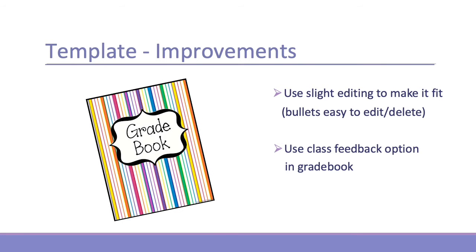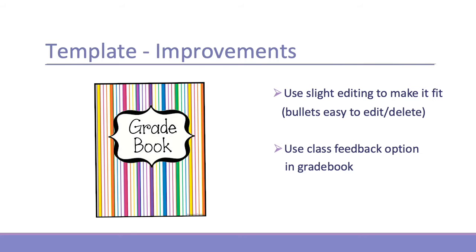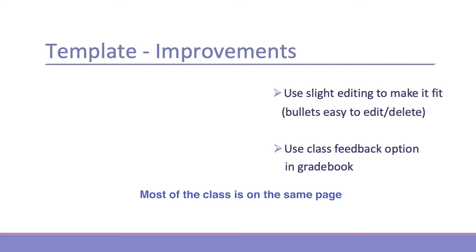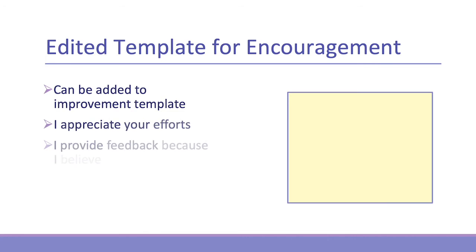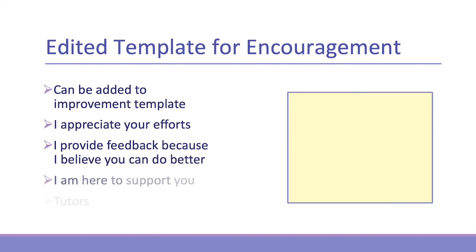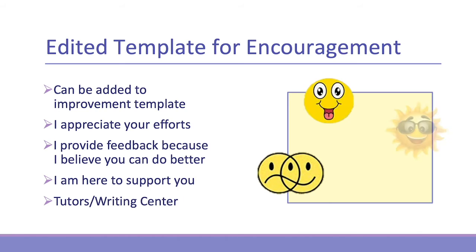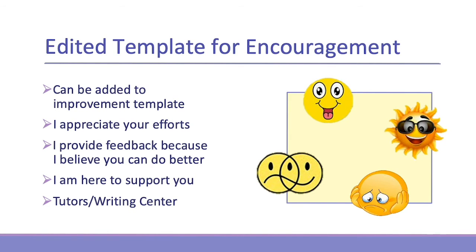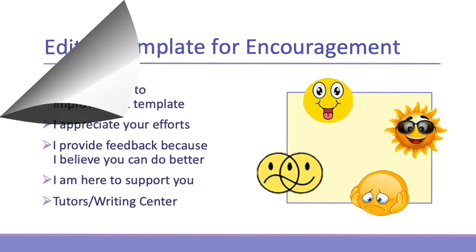And also there is a class feedback option in the gradebook to speed this up even more, especially later in the term when most of the class is on the same page. You can also add your encouragement directly to that improvement template. You can let them know that I appreciate your efforts, or I'm providing this feedback because I believe you can do better. I'm here to support you. Add that connection information for the tutors or writing center. And remember, you only have to create this once, then you're just pasting it into each student's gradebook feedback after you've provided a personalized comment, make a slight adjustment, and go ahead and save that.